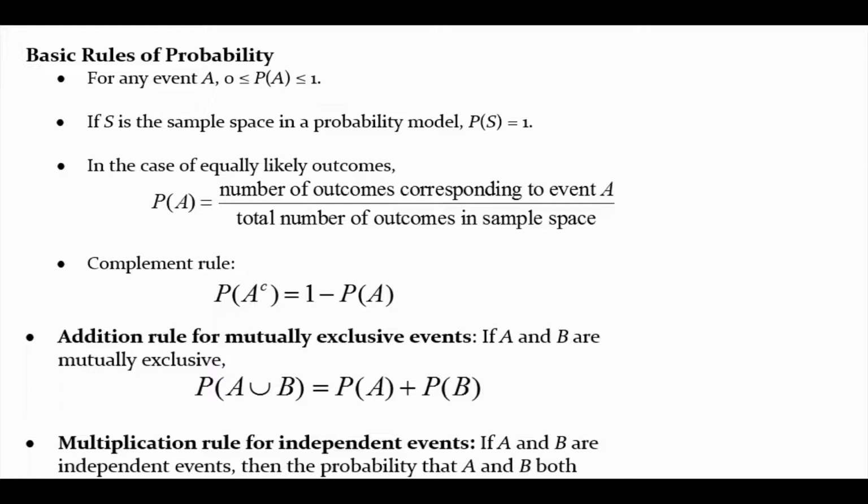The probability of anything is the number of outcomes corresponding to A, so the number of things that happen the way they want them to, right? Doubles. We want it, like we said, the last one was doubles, over the total number of things that can happen in the sample space, right? That's the definition of probability.